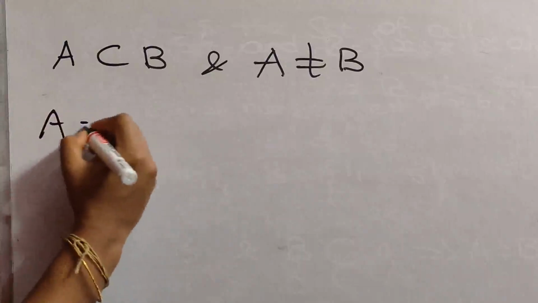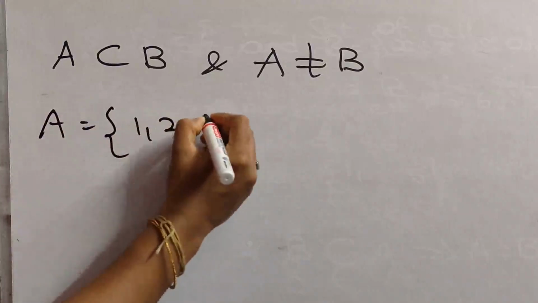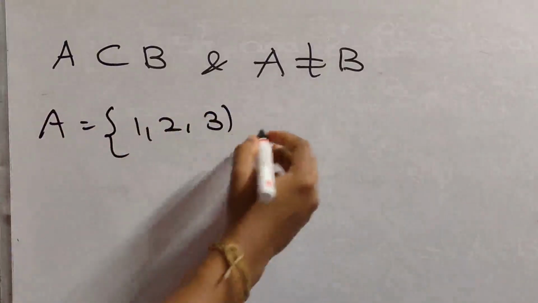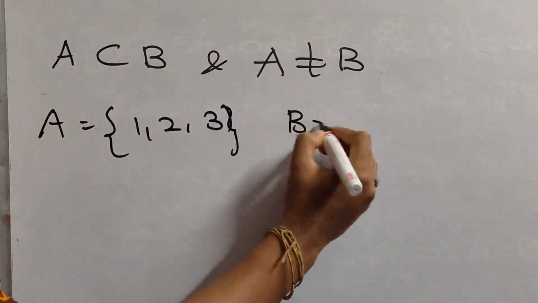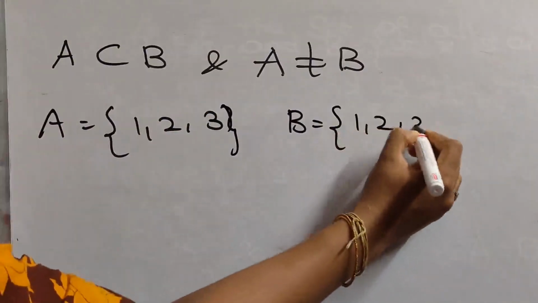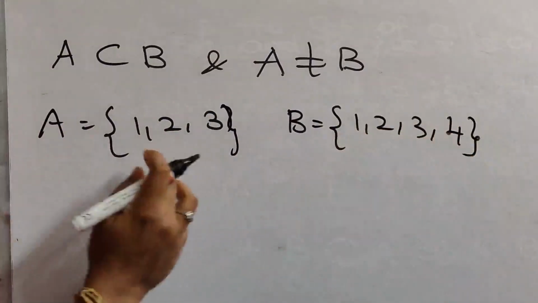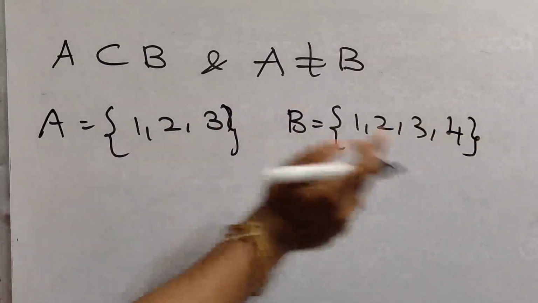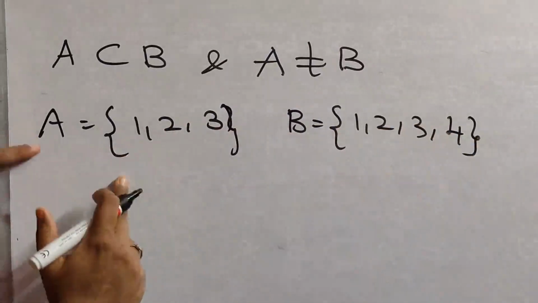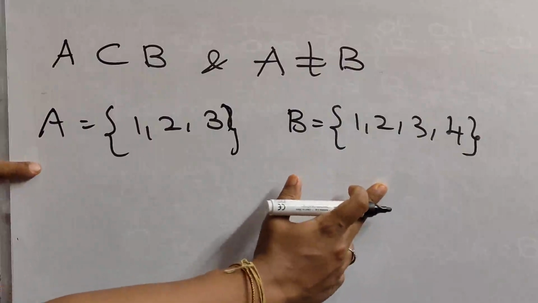Let's take A = {1, 2, 3}. B = {1, 2, 3, 4}. So A is a subset of B and A is not equal to B. Therefore, A is the proper subset of B.